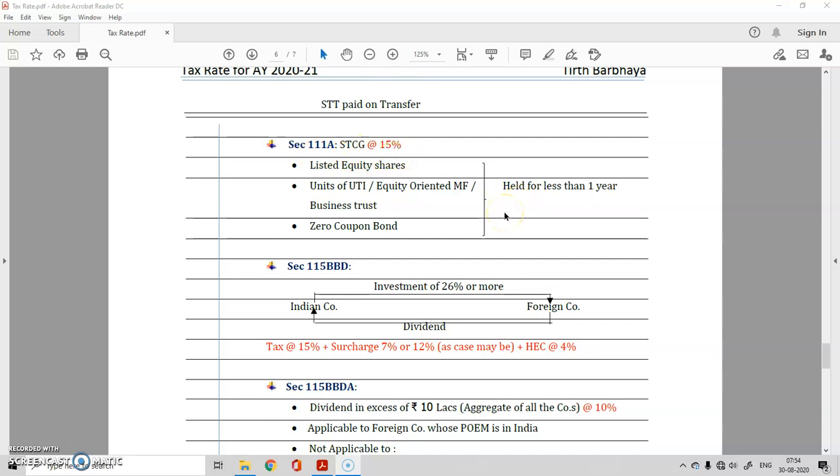Moving further, section 111A, STCG at the rate of 15%. If any capital asset, like listed equity shares, units of UTI, equity-oriented mutual fund or business trust, or a zero coupon bond, is held for less than 1 year and then sold, it is treated as a short-term capital asset and short-term capital gain at the rate of 15% is levied under section 111A.